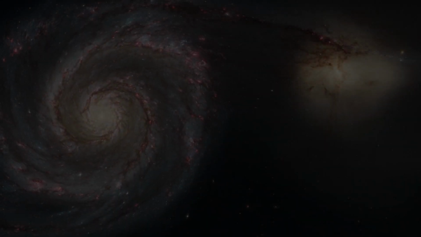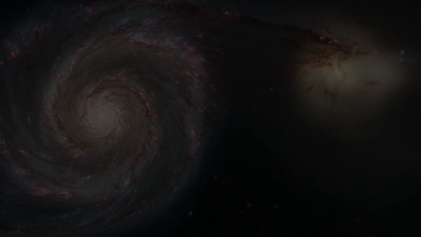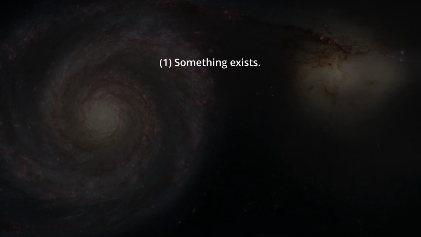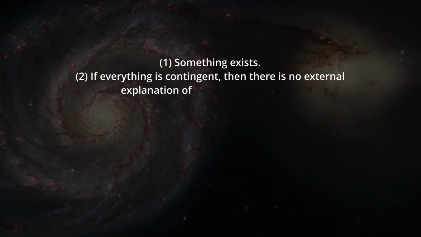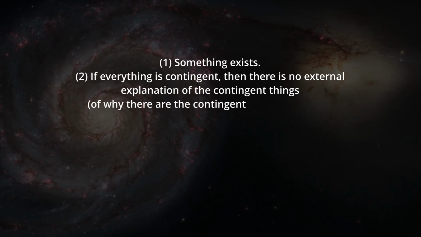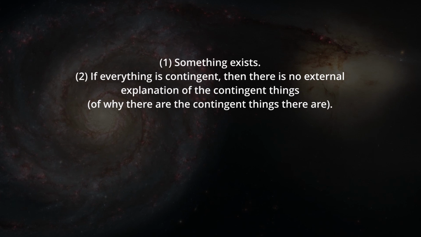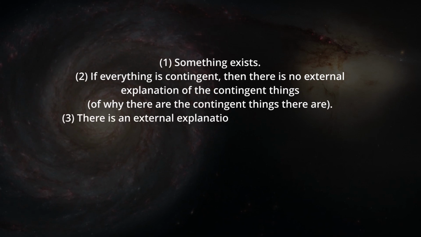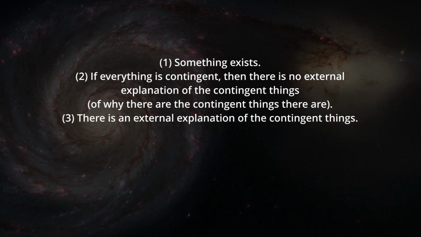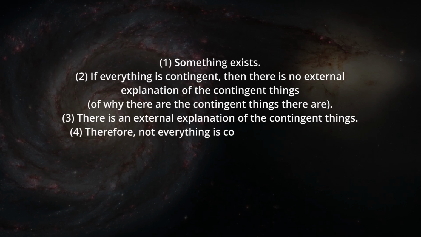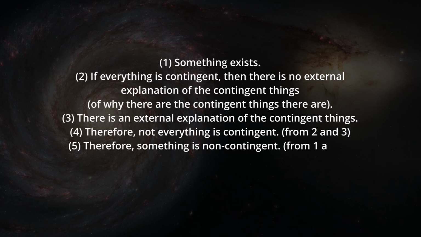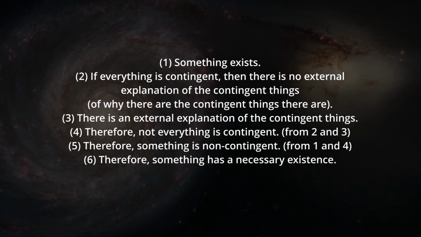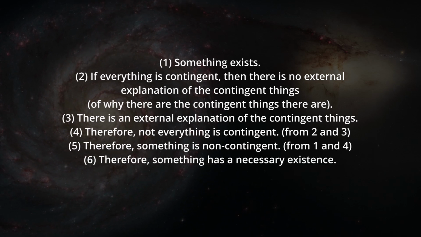With that being said, here is the structure of the argument. Premise 1, something exists. 2, if everything is contingent, then there is no external explanation of the contingent things. Premise 3, there is an external explanation of the contingent things. Premise 4, therefore, not everything is contingent. 5, therefore, something is non-contingent. And 6, therefore, something has a necessary existence. So let's examine the premises.